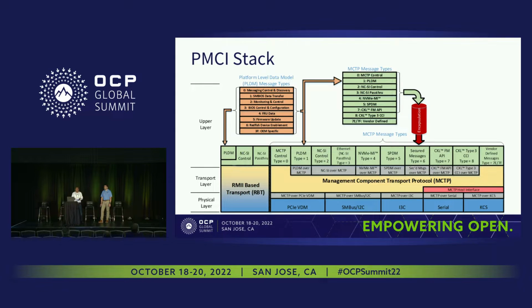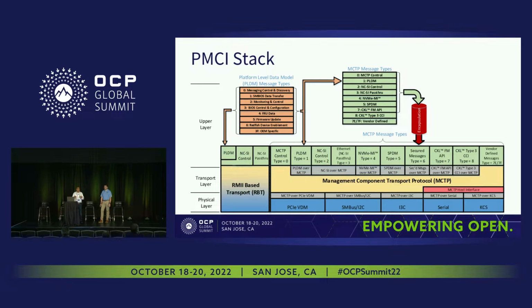And that was the conscious thought behind defining all this. So at the transport level, there are two transports, RMII-based transport and MCTP. MCTP stands for Management Component Transport Protocol. MCTP gives you a physical interface independent transport layer.